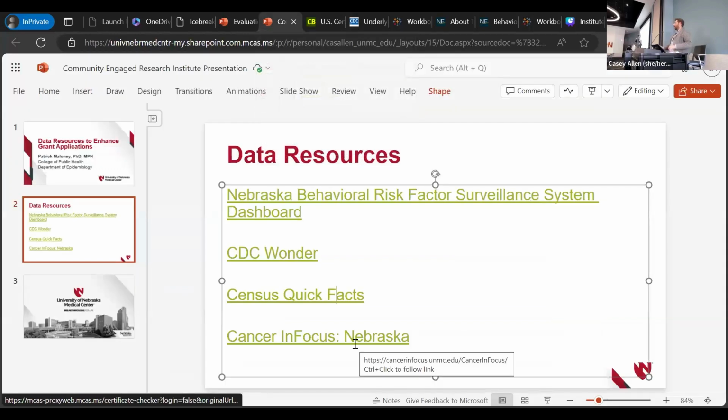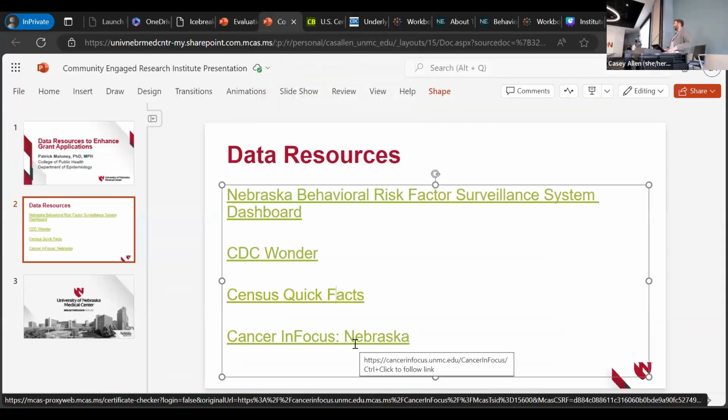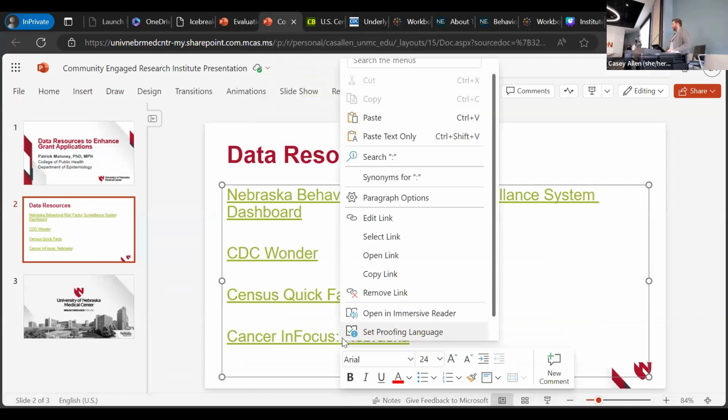All right, we're going to go on to my favorite of the dashboards, and that's because this dashboard is actually something that we've built in-house here at UNMC at the Cancer Center. It's called Cancer in Focus, and it focuses specifically on Nebraska-related data.